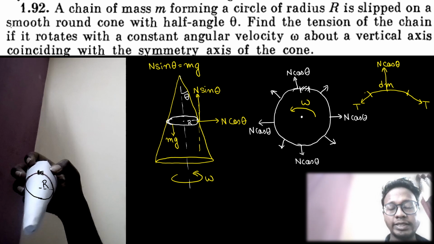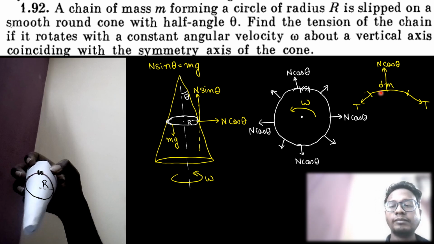Now the question is asking, find the value of this tension force. Okay, to analyze this tension force, I'll take a dm mass and draw out the forces on that dm mass. What is the direction of the gravity force? The direction of the gravity force is inside the plane of paper, and it is balanced by N sine theta, which is acting outside the plane of paper out here. Outside the plane of paper becomes this view.